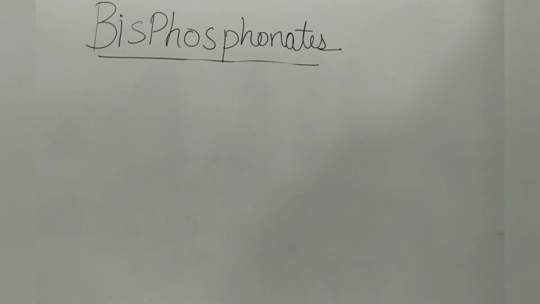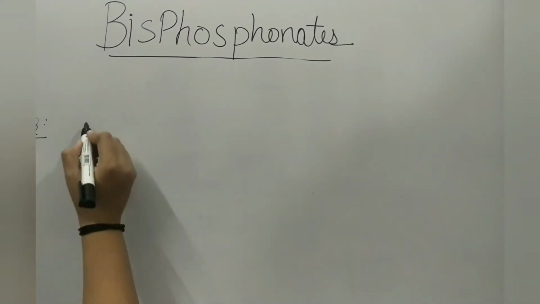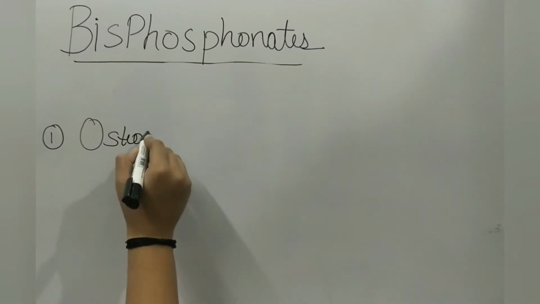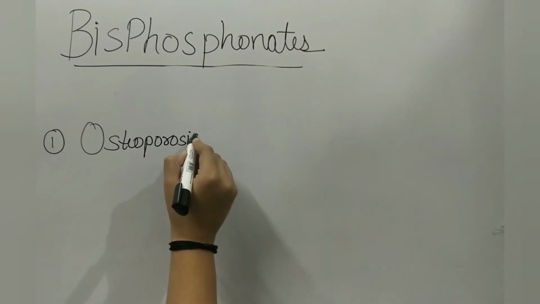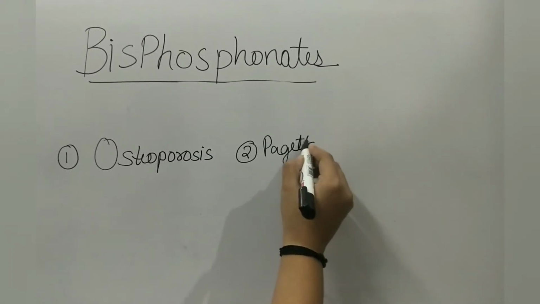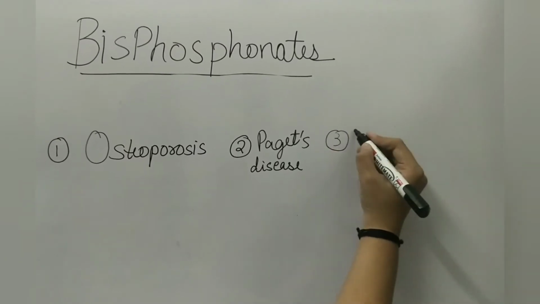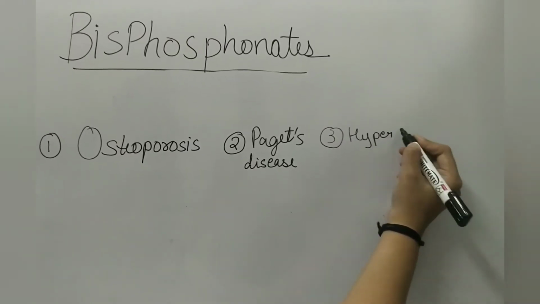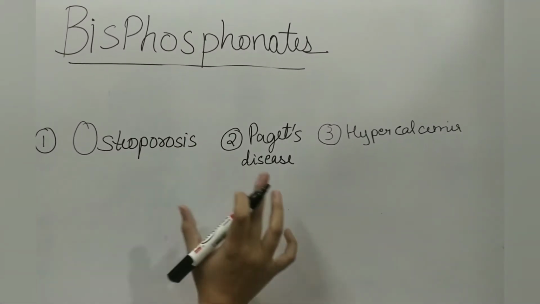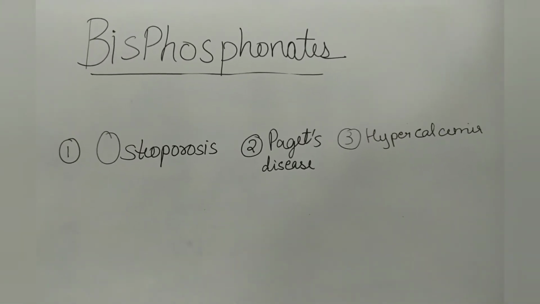Now we will discuss the uses of bisphosphonates. You have to remember just 3 uses. First of all, you have to remember the word osteoporosis. The second one is Paget's disease. And the third one is hypercalcemia. You have to remember these 3 words: osteoporosis, Paget's disease, and hypercalcemia. And now we will discuss this in detail.